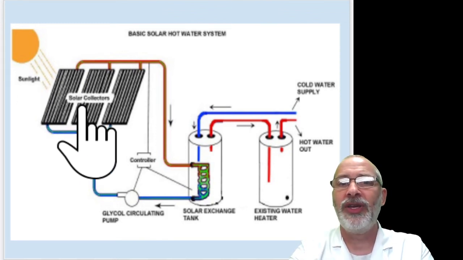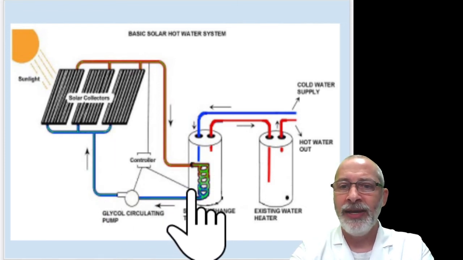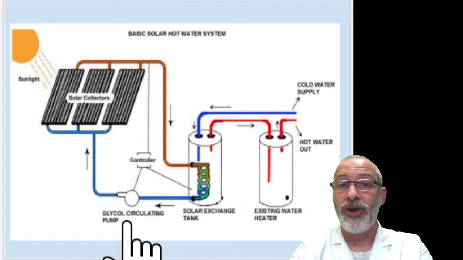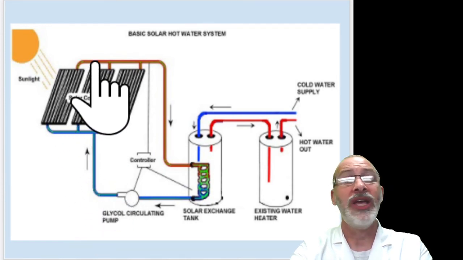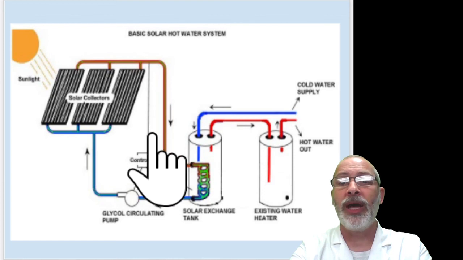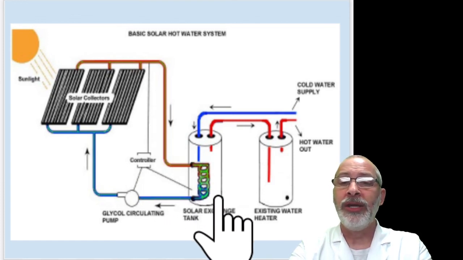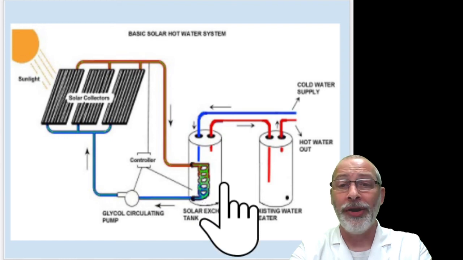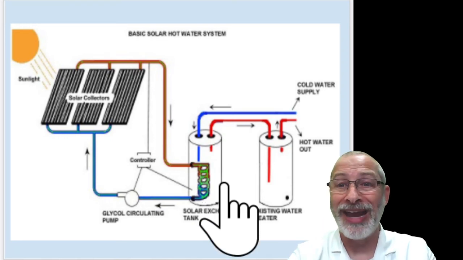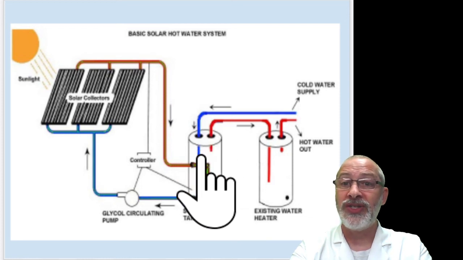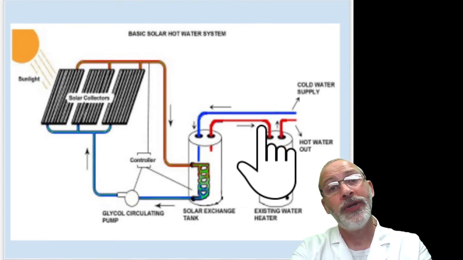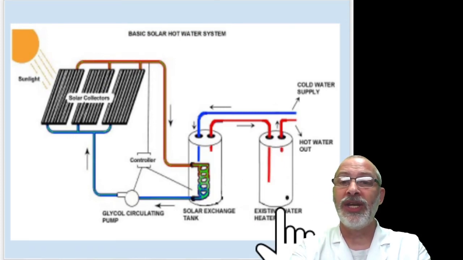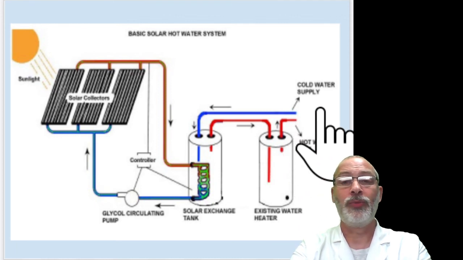Here we have solar collectors. And in this example, it's using glycol, which is a type of liquid with a very low freezing point. But this glycol liquid is circulating through the solar collectors, heats up from the sun, and that warm glycol comes into a coil, into a water tank, and then the water is used to store that heat energy for later use. And you can see that the solar exchange tank then transfers the heat energy into an existing hot water heater that goes right into your home.